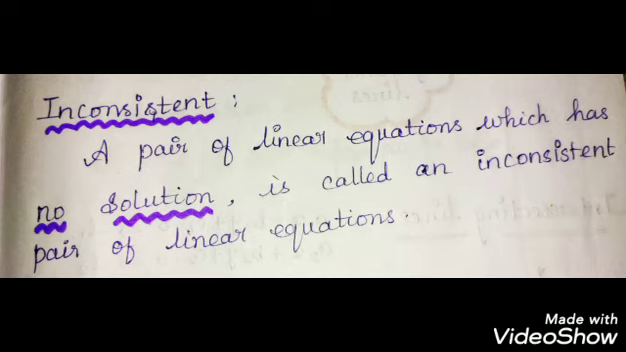First, inconsistent. A pair of linear equations which has no solution is called an inconsistent pair of linear equations. If it has no solution, then it is known as an inconsistent pair of linear equations. Already we saw the third student got no solution.